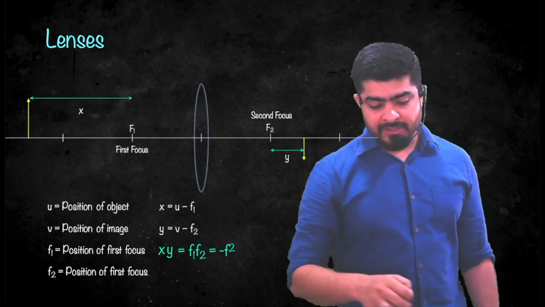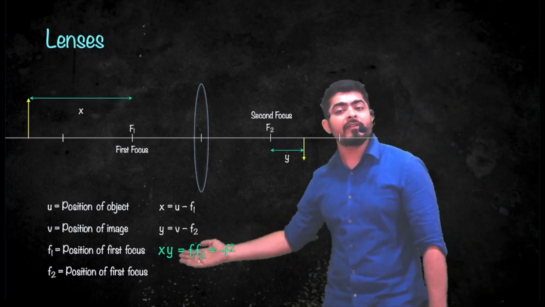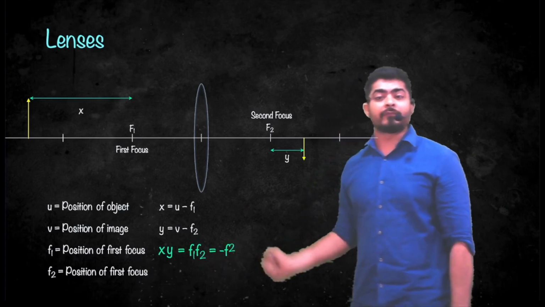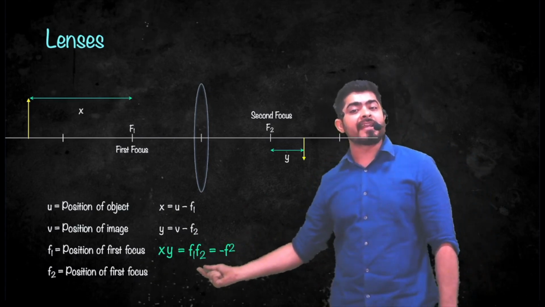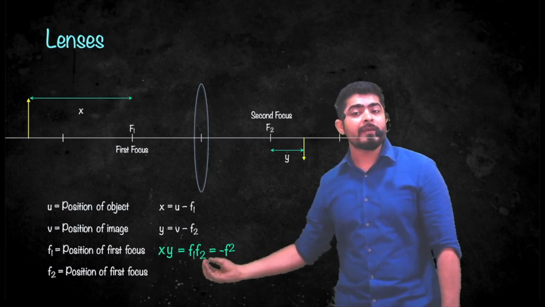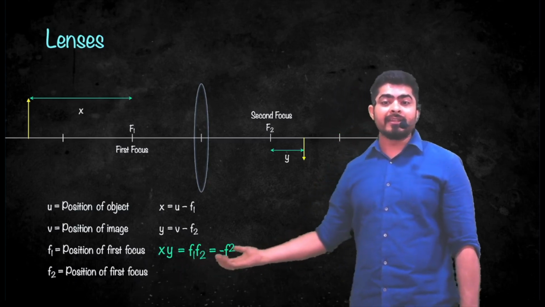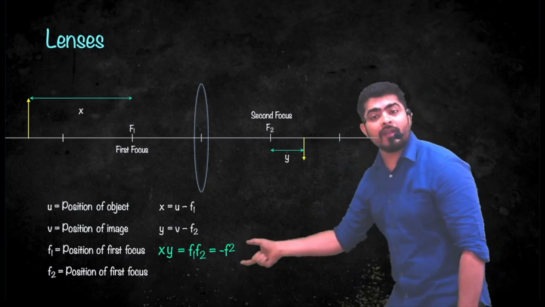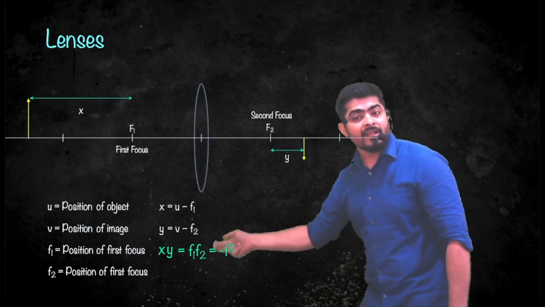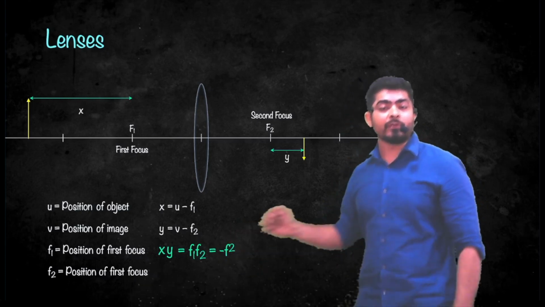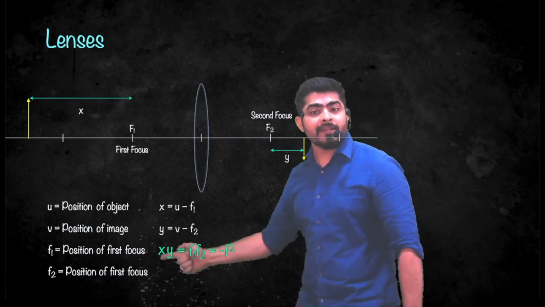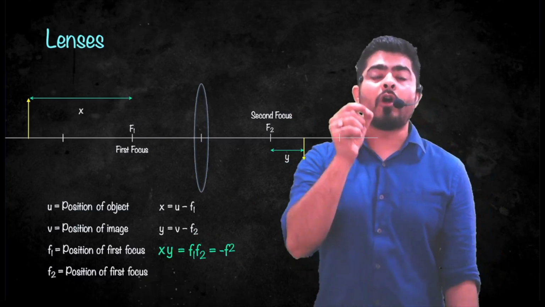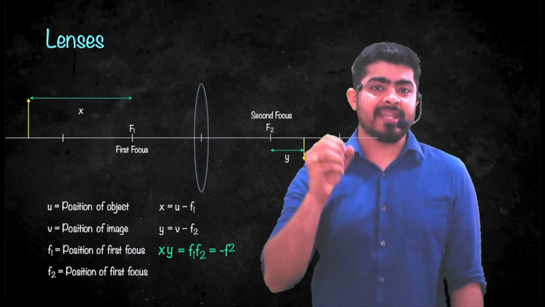Now when you apply Newton's formula, so xy will be equal to f1 f2. See, now comes the important application of sign convention. f1 right now is negative and f2 is positive. Both of them have same magnitude. So when you put the values, you get f1 f2 equal to minus f square. Now the square term is positive, but we got a negative sign. So this side of the equation is negative. That means multiplication of x and y should be negative. And that means x and y should always have opposite sign.